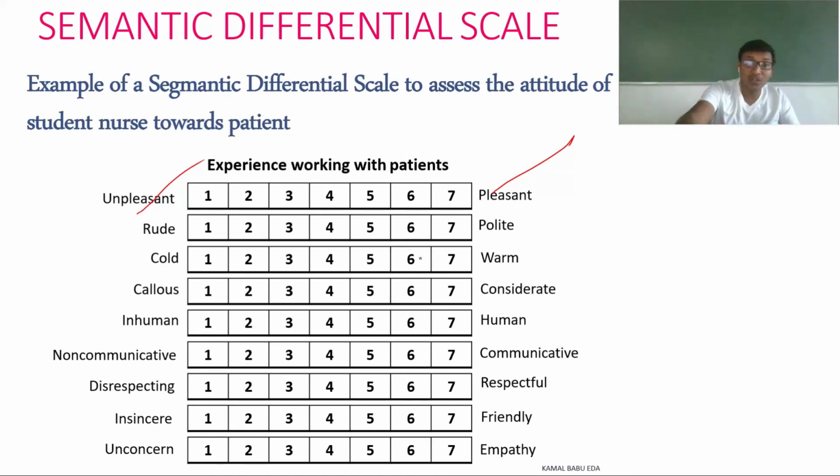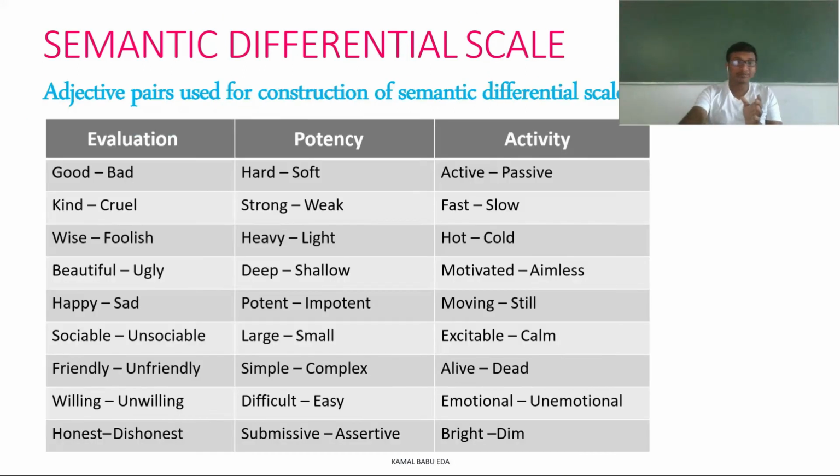So you have to check the attitude of the student, whether he is feeling unpleasant or pleasant, whether he is polite or rude to the patient, whether the patient is rude or polite to him, whether the relationship is warm or cold. You can go with this semantic differential scale. Mainly you are seeing the attitude of a student nurse toward the patient. So this is the semantic differential scale. Hope you understood.